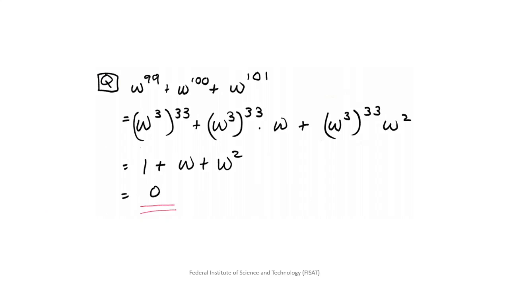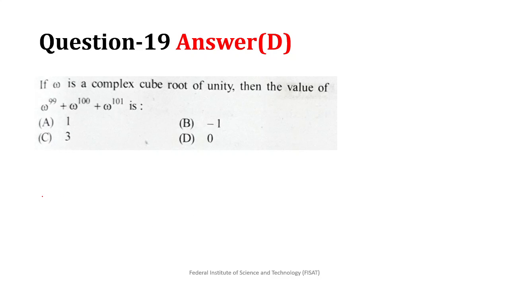This is also a similar question. Three consecutive values: 99, 100, 101. You know 99 is divisible by 3, so omega raised to 99 can be replaced with omega cube. Next is omega cube into omega, omega raised to 100. Omega raised to 101 can be written like this. So again it is the 1 plus omega plus omega square form, and the answer is 0.